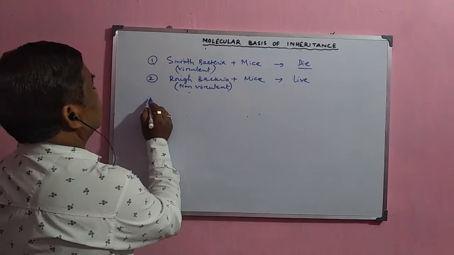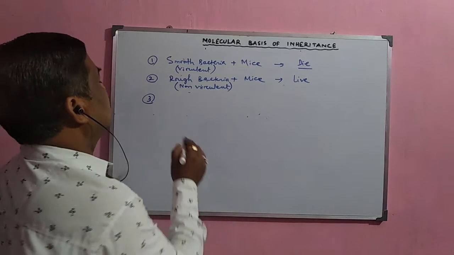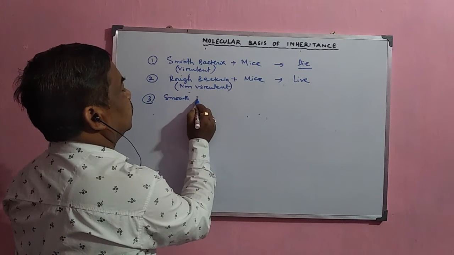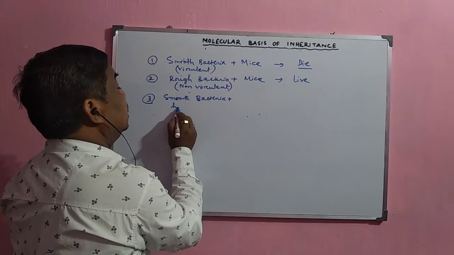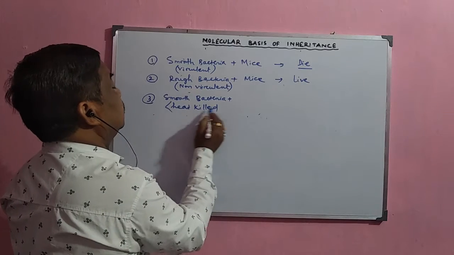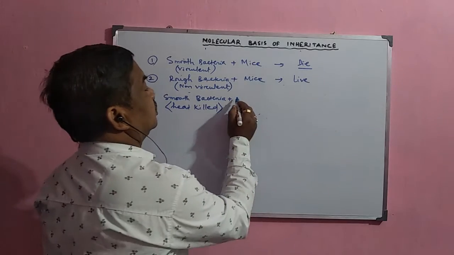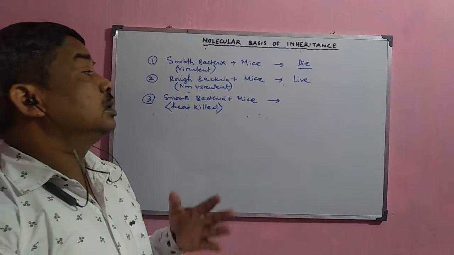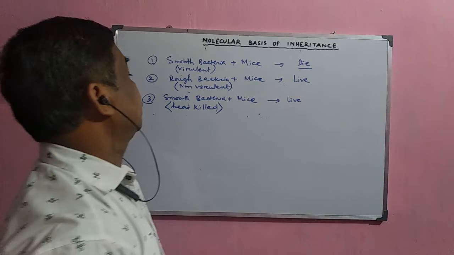But in his third experiment, he took the smooth bacteria, but killed it by giving heat. These are called heat-killed bacteria. When he injected the heat-killed bacteria into the mice, the mice survive or live. It does not die.